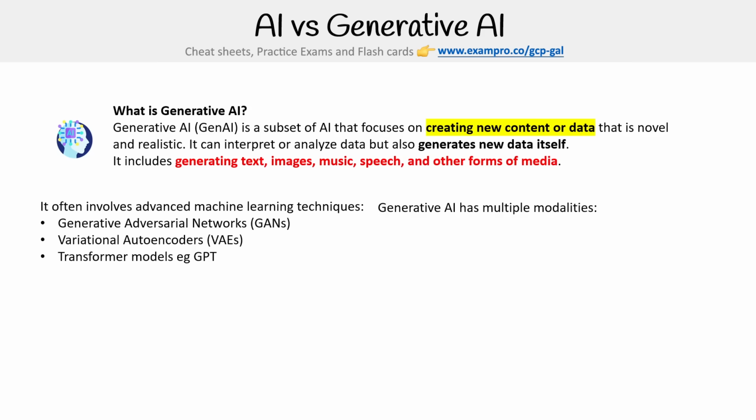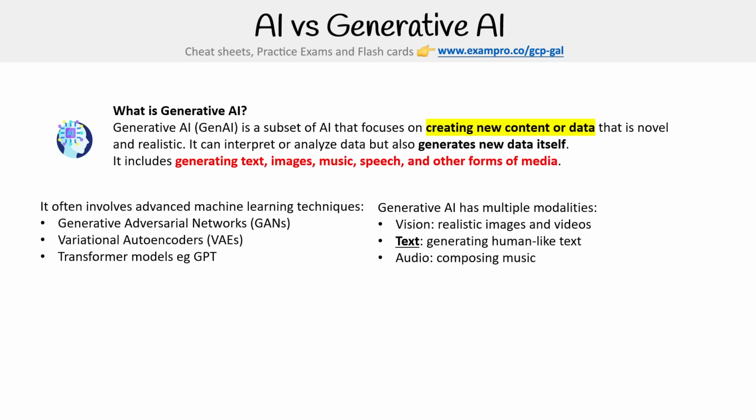Generative AI has multiple modalities. And when we say modalities, think about your senses. You have touch, taste, hearing, smell. So modalities are the kinds of content or senses that a model has. So we have vision, so realistic images and videos; text, generating human-like text; audio, composing music; and molecular, which is more of an interesting one, so drug discovery via genomic data.